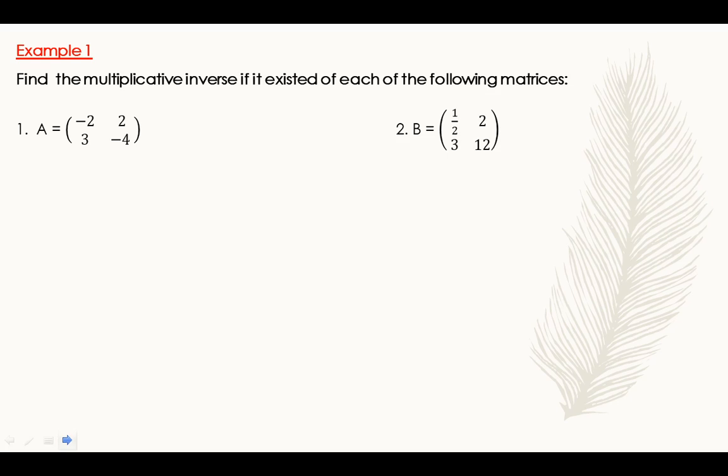This depends on whether the matrix is a singular matrix or not. So what is a singular matrix? A singular matrix is one whose determinant equals 0. And if the determinant of the matrix equals 0, we can't find its multiplicative inverse, as we are going to see in this example.